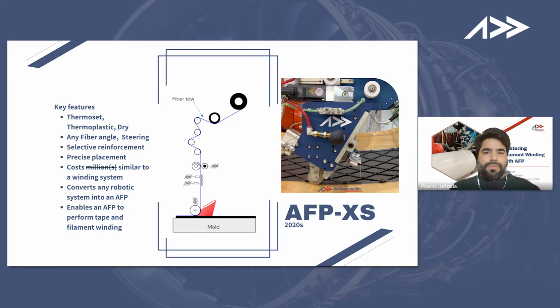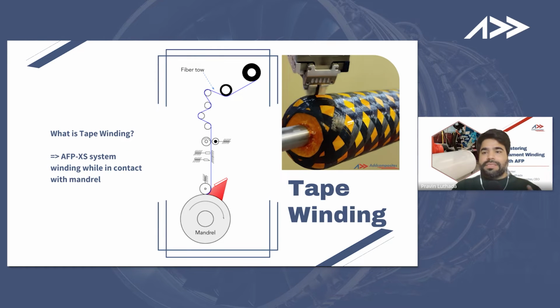Given the background, why do we need to do winding with the AFP? Seeing the huge trend in moving towards thermoplastic, and the capability that AFP has now developed to continuously place thermoplastic, the first process that came to being is tape winding. This is where you have the compaction roller touching the mandrel, which is rotating continuously, and the heat input is there at the same time. Thus, you're able to do thermoplastic winding on the mandrels.